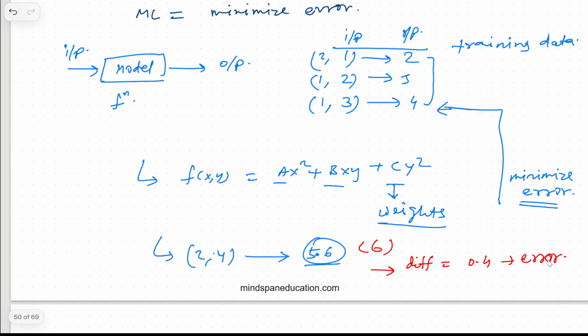So we are supposed to fit this curve in such a way that this error is minimum. If we had gotten 5.998, that would have been a better answer for us, right? This is more close to the actual output. This would have been a better model, which had given us 5.998. Then the error would have been very small. So our main goal is to minimize this error, right?